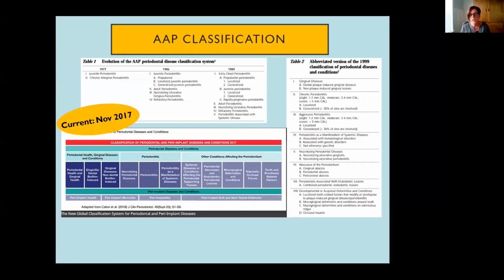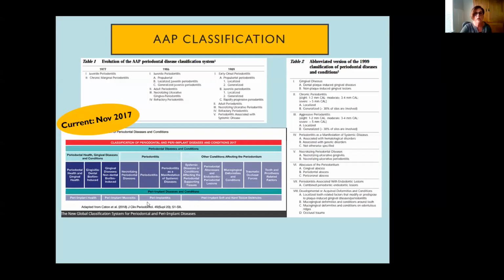Okay, so let's give you a little bit of background on the AAP and their classification or diagnosis. In 1977, they came out with one. Again, this is just history for you. Then in 86, 89, and then 99 was the one that most practitioners that have been out for a while are familiar with. So we went from 99 to 2017, which was 18 years. And this one is not necessarily just the American Academy of Perio. This is an international committee that got together and put this all together.